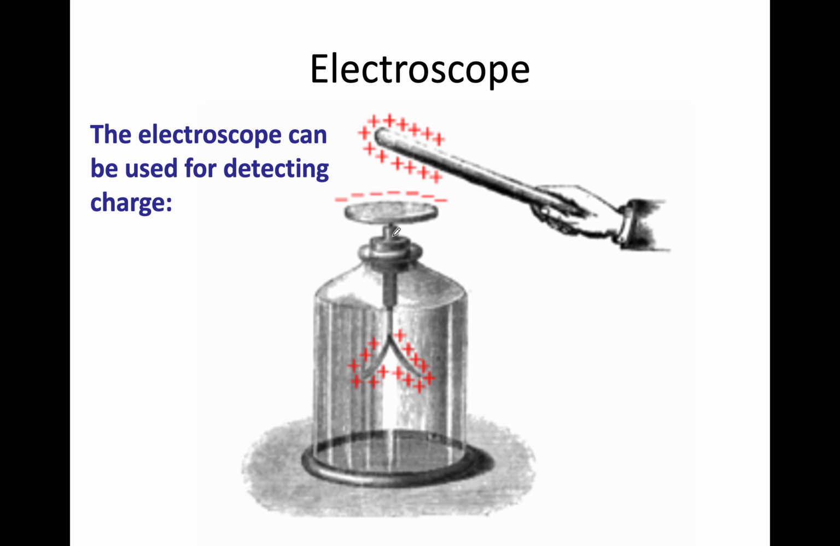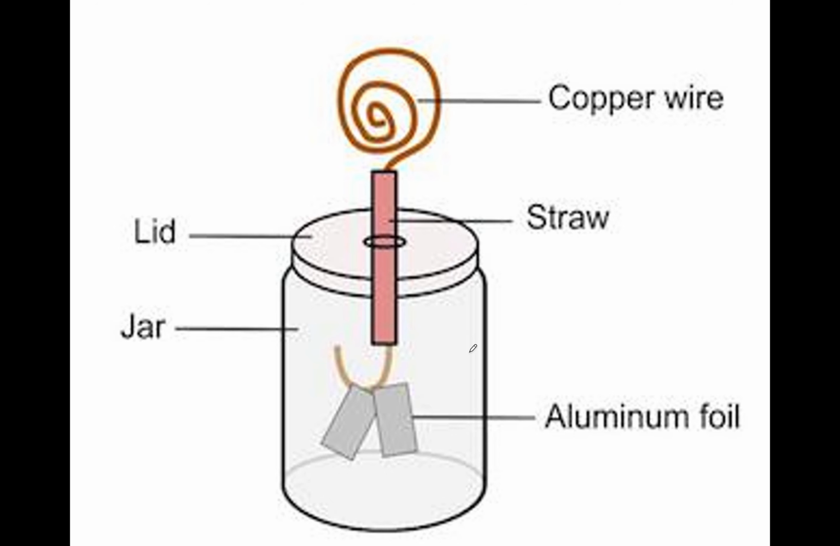An electroscope is something that we use to detect charge as well. You have a charged rod. If you bring it close to a metal plate, the electrons in there will come up to the top of the plate and spread out, leaving only positive charges. Because these are positive, this leaf and this leaf will repel. That's how you know there is a charge on your object.